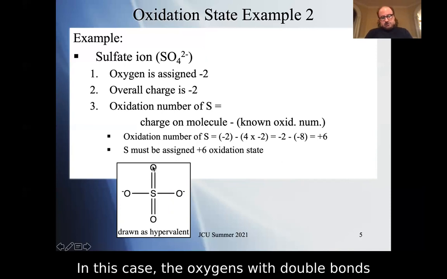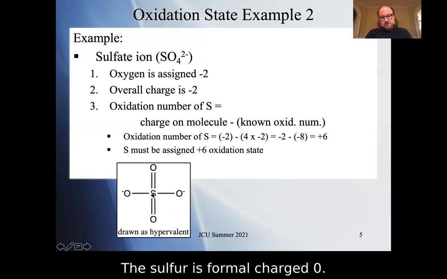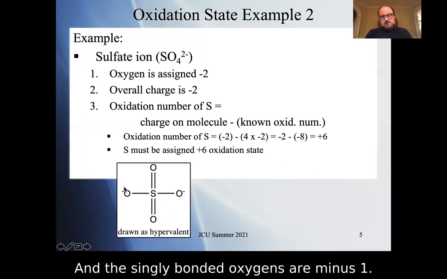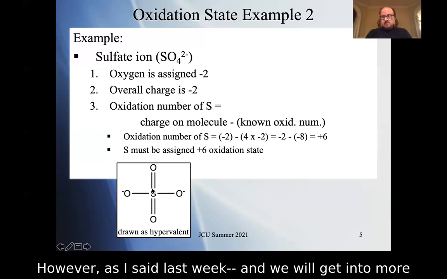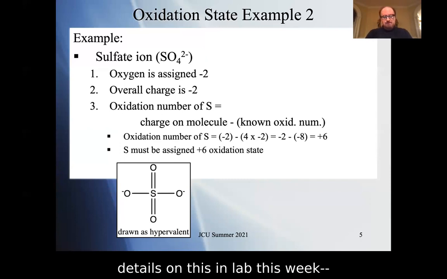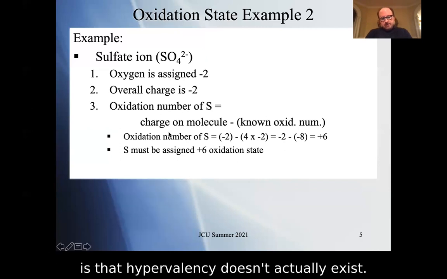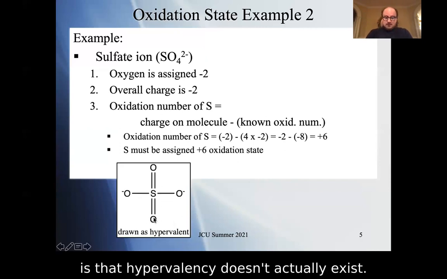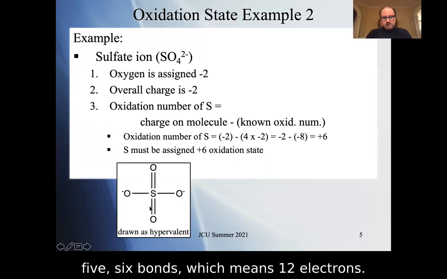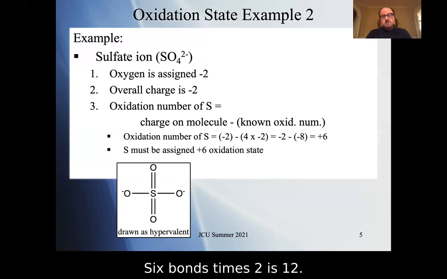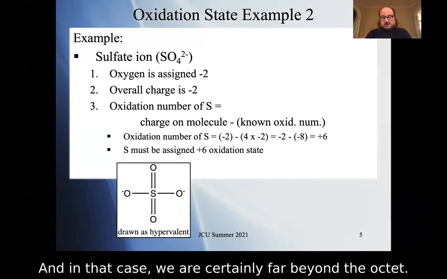In this case, the oxygens with double bonds are formal charge 0, the sulfur is formal charge 0, and the singly bonded oxygens are -1. So -1 and -1 adds up to -2, and that's the charge on the ion. However, as I said last week, and we will get into more details on this in lab this week, hypervalency doesn't actually exist. And here around sulfur, we end up with 1, 2, 3, 4, 5, 6 bonds, which means 12 electrons. 6 bonds times 2 is 12. And in that case, we are certainly far beyond the octet.